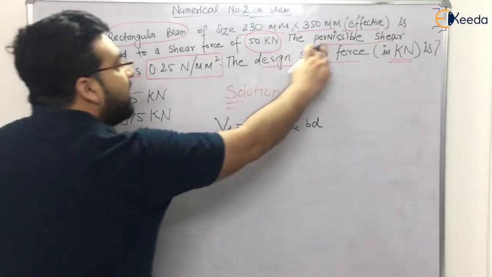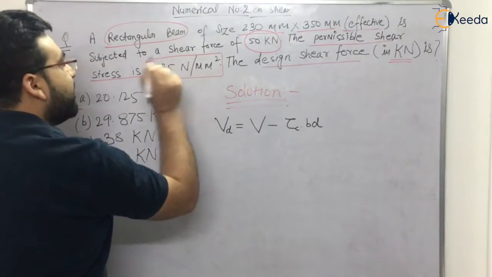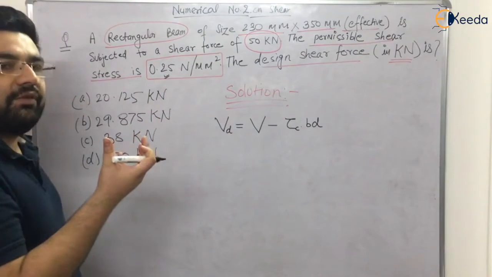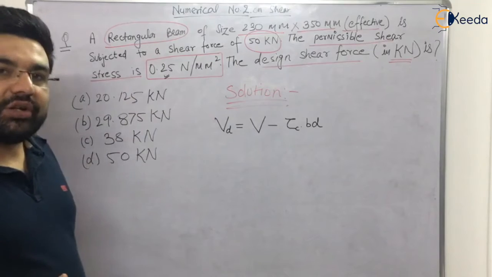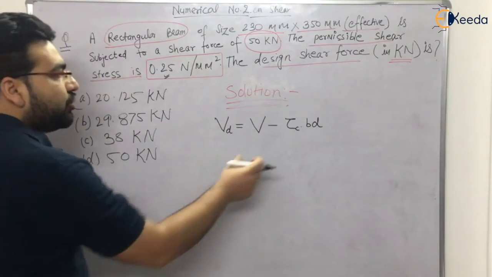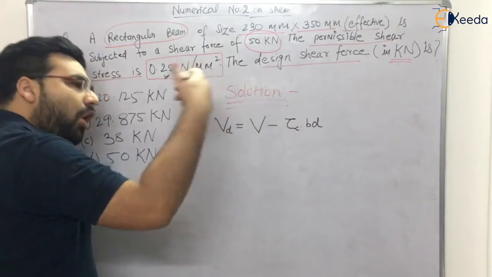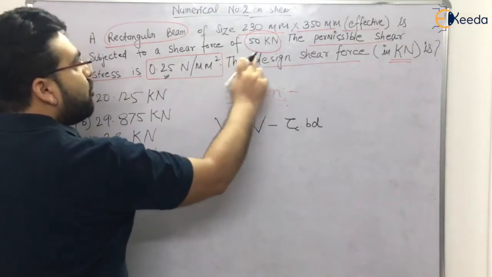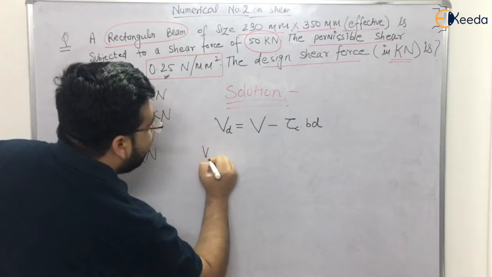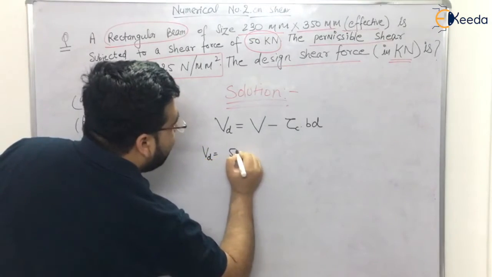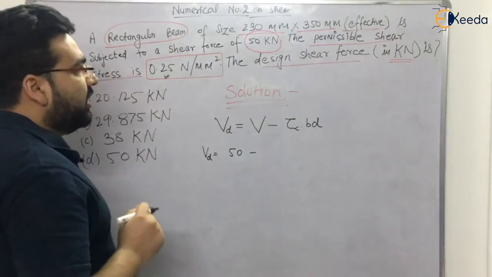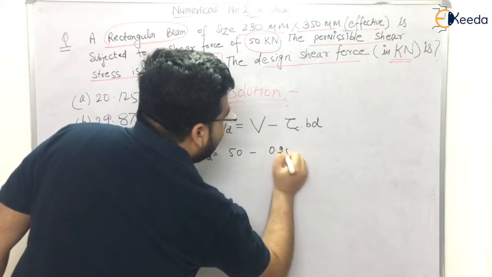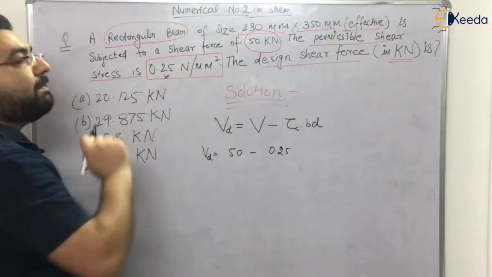But in this question, the permissible shear stress is given to you. So it means that for how much shear force you need to design the section. So let us see how much is the force. Tau C into BD will be automatically taken care of by the concrete itself. So how much is the total force? 50. So design force will be equal to 50 minus tau C. Tau C is how much? 0.25, but this is Newton per mm square.